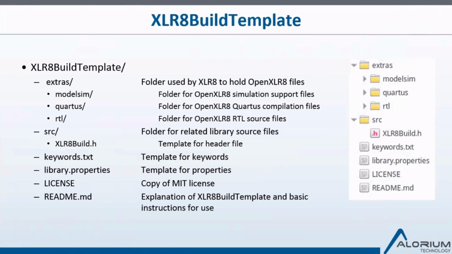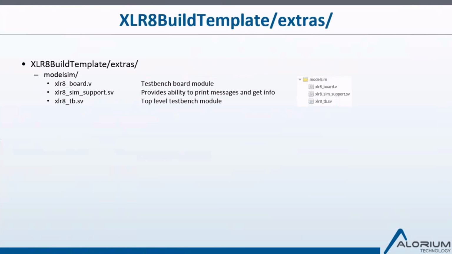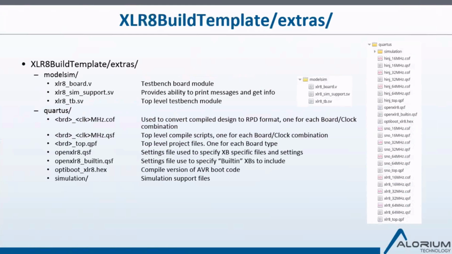We include a license and a README file here, but you can also see that we have this extras directory here, and in it we've defined 3 additional directories: the ModelSim, the Quartus, and the RTL directories. A little bit more detail on that, looking in the extras directory. The ModelSim directory contains files that are used for simulation. The Quartus directory contains the files that are used when compiling in Quartus.